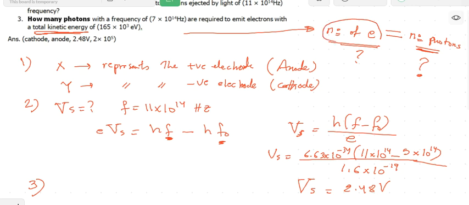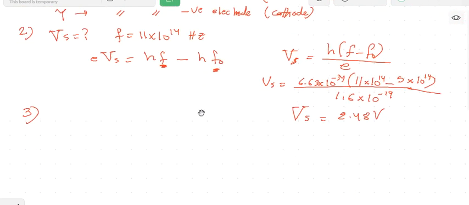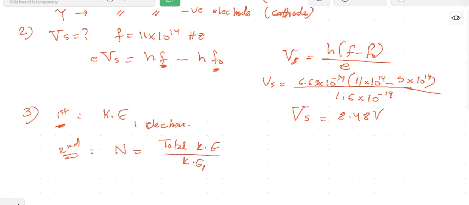So to know the number of photons they ask for, if we can find the number of electrons, it's very easy to know the number of photons. Here I prefer to put a plan rather than go straight to calculation. First step, we need to know the number of electrons. How to know the number of electrons? I can find initially the kinetic energy of one electron, because I have the data given. From the total kinetic energy, we can find the number of electrons by dividing the total kinetic energy by the kinetic energy of one electron. Therefore, the number of photons is equal to the number of electrons, so we can get the answer.